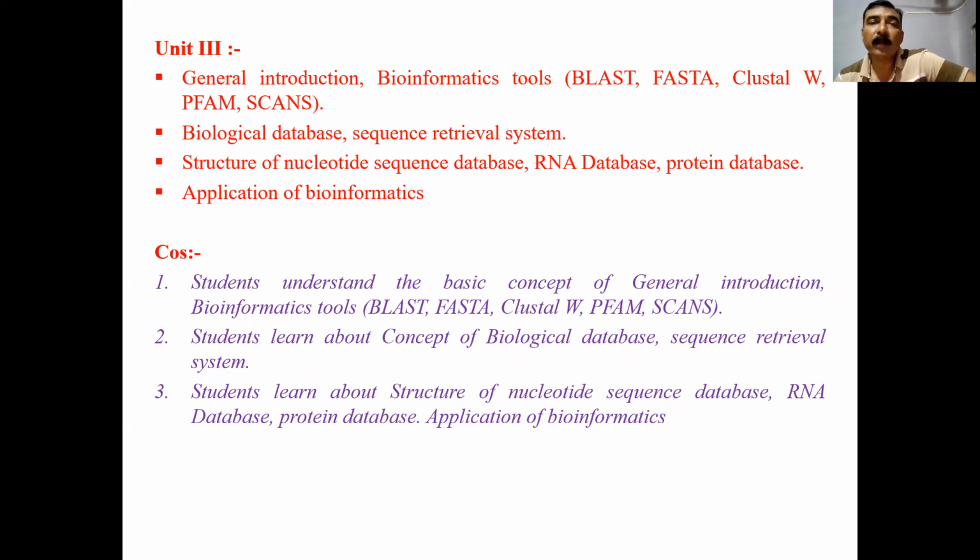There are the bioinformatics tools: BLAST, FASTA, ClustalW, Pfam, SCAN, biological database sequence retrieval system. That retrieval means if something is placed there, that can be taken out by somebody. So we have to first place the database. Whatever the sequences are, we have to place there as a database sequence, and then it is retrieved by a number of other persons.